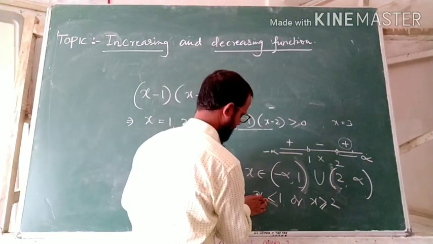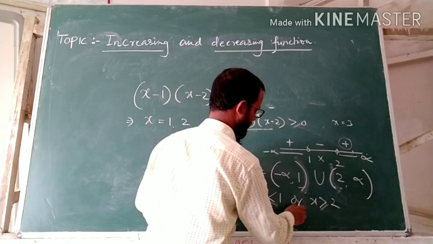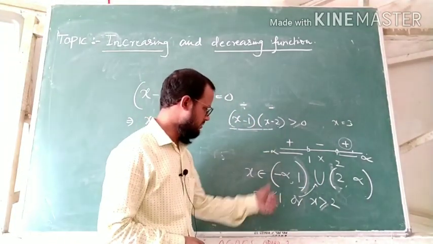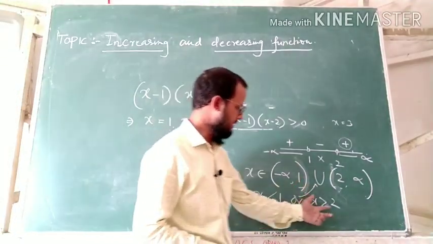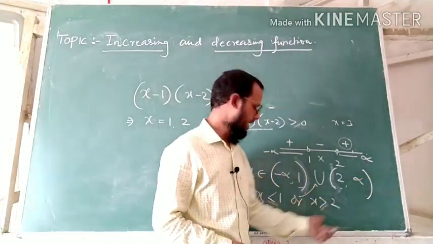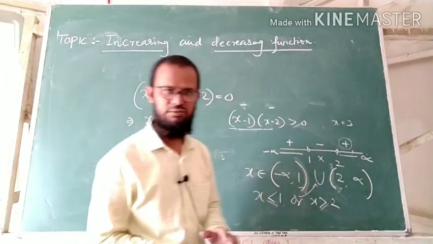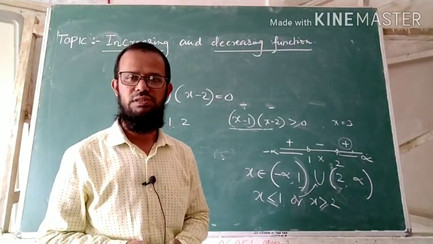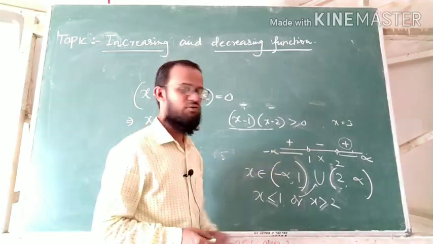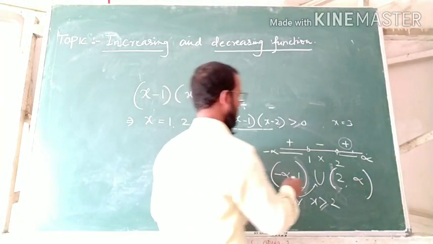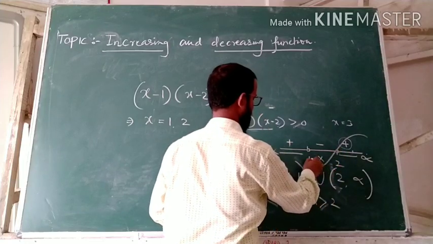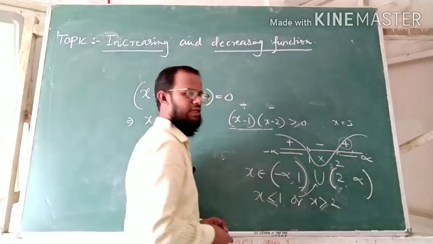That means x is less than 1 or x is greater than 2. Or means union. X less than 1 means minus infinity to 1. X greater than 2 means 2 to infinity. And or means union. Okay. In this way we can find the solution set of inequations. And this method is called the wavy curve method. And here you see the curve goes this way: positive, then negative, then positive. You can say like that.